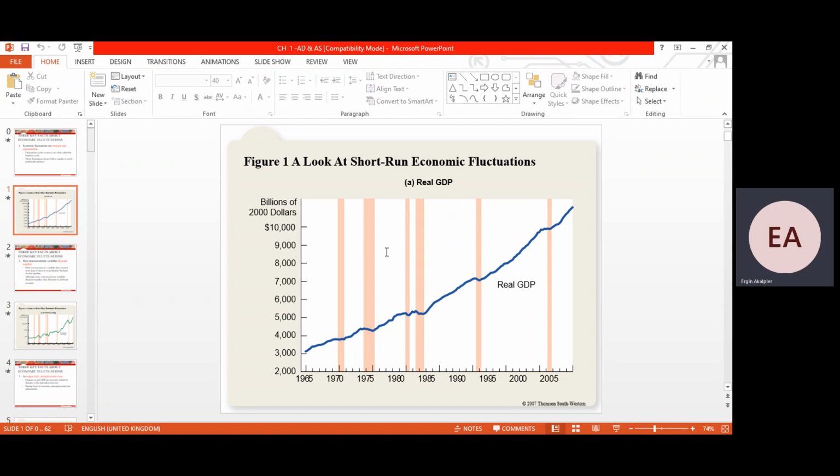On the x-axis are the years, and on the y-axis the real GDP development is illustrated on the graph. As you see, from 1965 to 2005, the yearly development of the economy is illustrated, which is in progress.